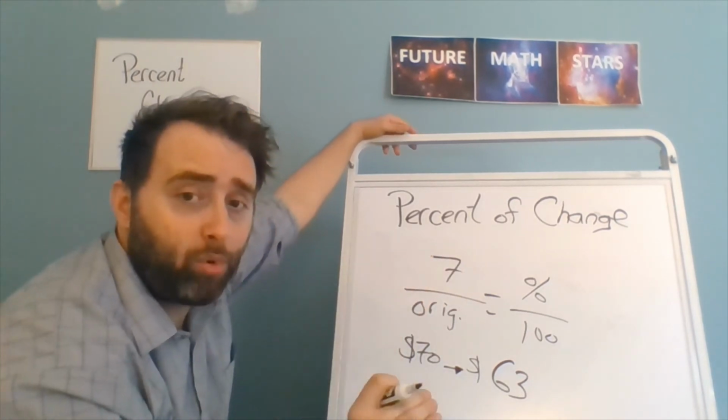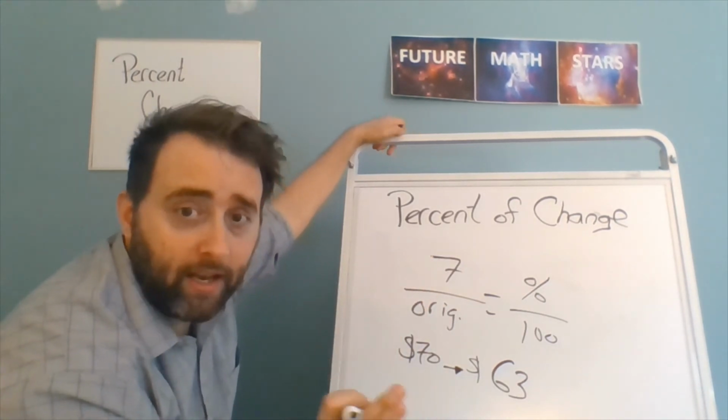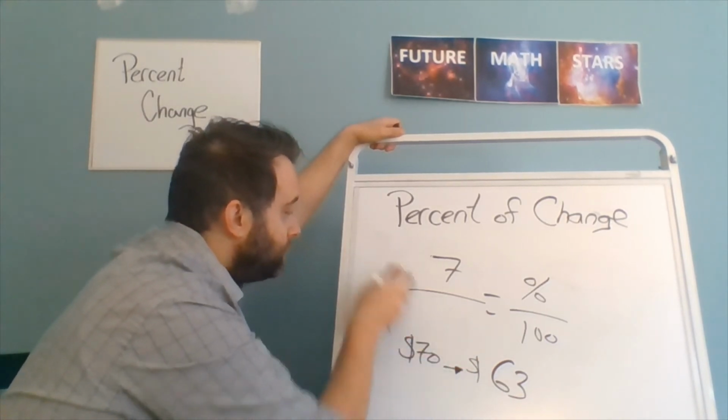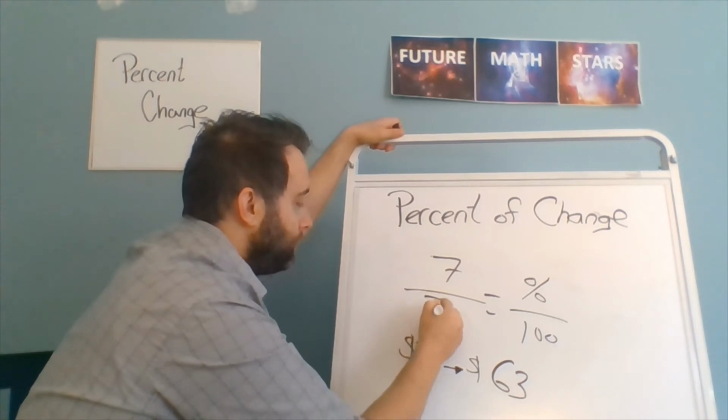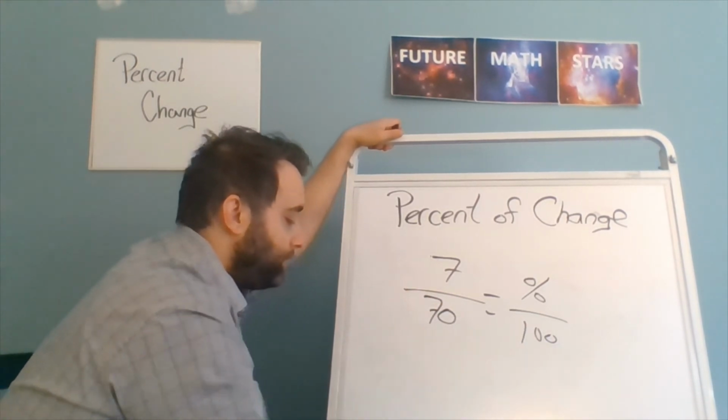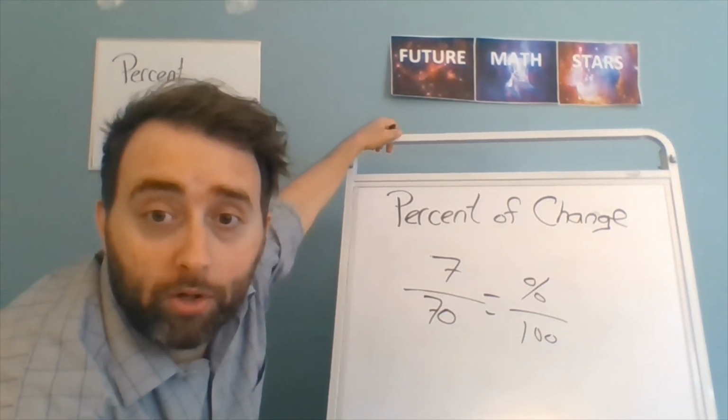Now, what was my original price? If the nice lady at the counter hadn't given me a discount, my original price would be 70. Okay? Now I cross multiply and divide.